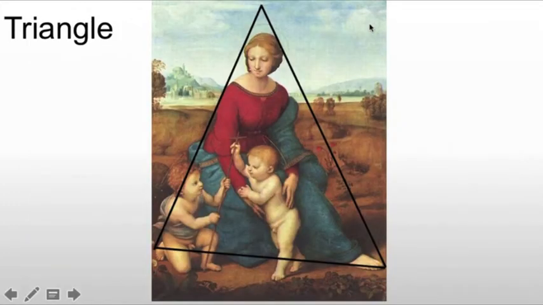Then we have the triangular composition or the pyramidal composition, and this gives us a sense of solidity. This is key, especially in the Renaissance when we're dealing with religious pieces. You'll see a lot of triangular compositions because it's giving us a sense of foundation, in this case, the foundation of a church. And in this case, we're looking at St. John the Baptist, Jesus, and Mary, which are the basis of Christianity.